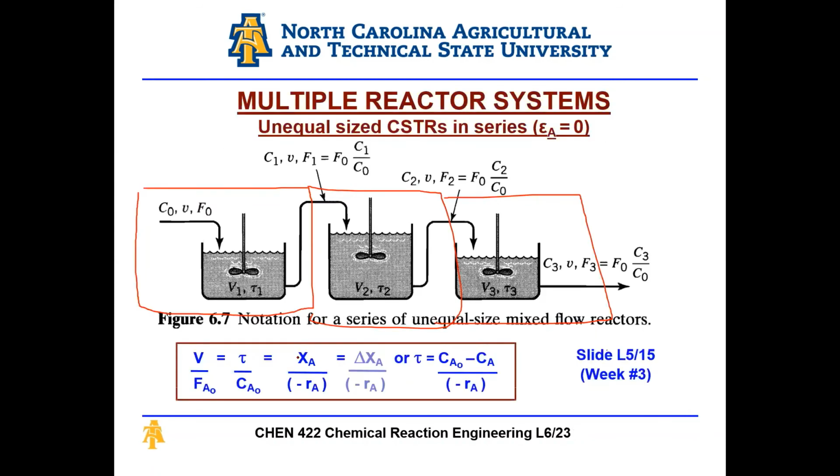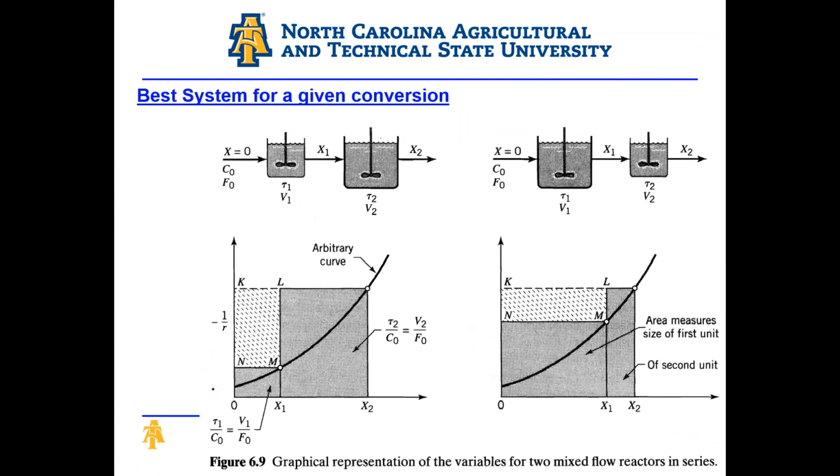And if I multiply XA by 1 over minus RA, I'm going to get V over FA naught, which is your area, okay? So just to recall, what would this represent? If you recall, we said the performance equation for a CSTR is V over FA naught is equal to tau over CA naught is equal to XA into 1 over minus RA, right?